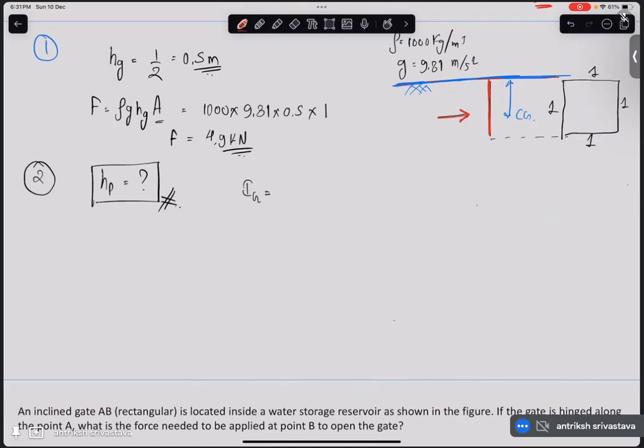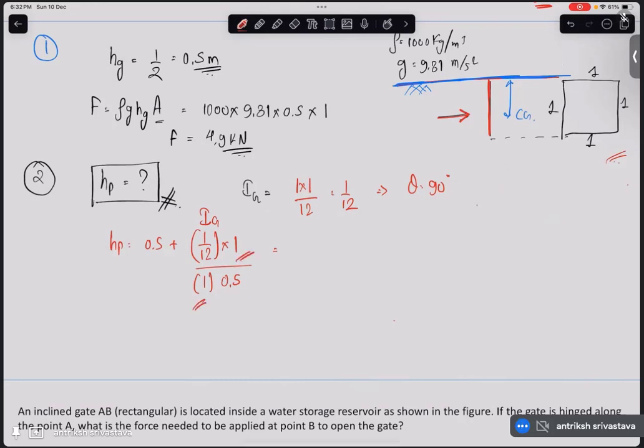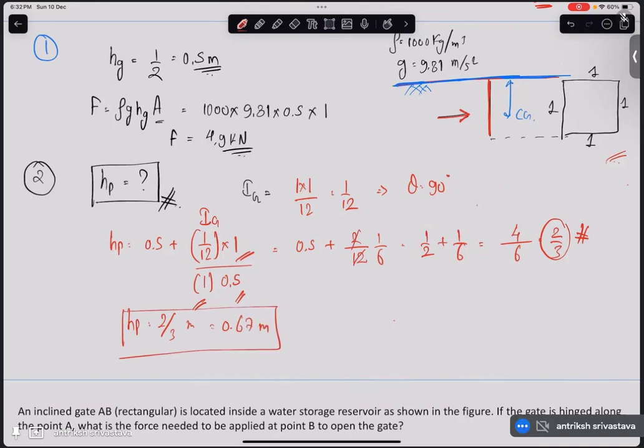Okay, so those things aside, what is the Ig for a rectangle? BD cubed by 12. Here B is 1, D is 1, so 1 by 12. Theta is 90 degrees. So HP is 0.5 plus 1 by 12 into 1, divided by area, which is 1, and HP is 0, Hg is 0.5 again. So this is Ig, this is sine square theta, this is A, this is Hg. So we have 0.5 plus 2 by 12, right? 1 by 6. 1 by 2 plus 1 by 6. So we have here 4 by 6, 2 by 3 is the answer. HP is 2 by 3 meters, 0.67 meters from the top.